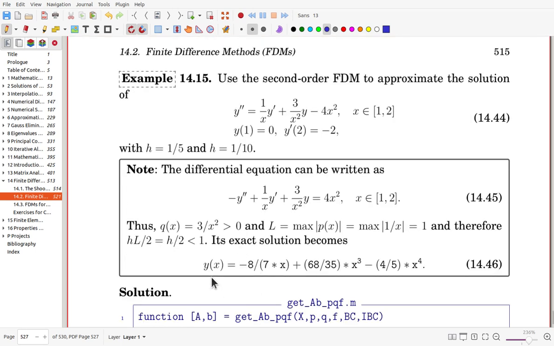For this problem, the exact solution is given in this way. This means that because we chose h small enough, with these choices the algebraic system will be non-singular, and we can get a unique solution for each choice.